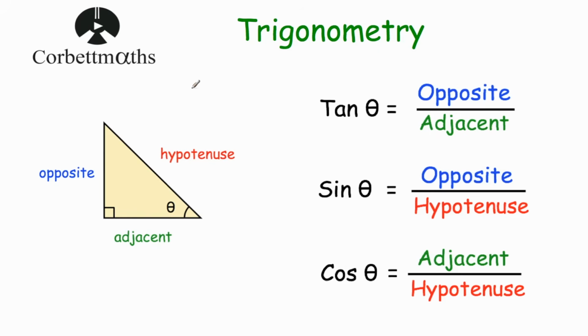And that's it. So in this video, we've looked at how to use trigonometry to find the size of missing angles in right angle triangles.